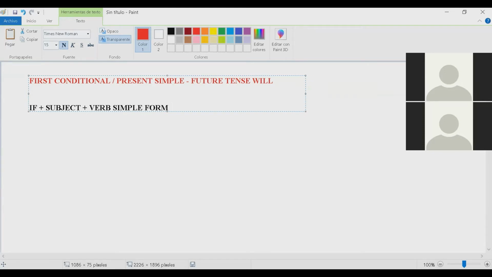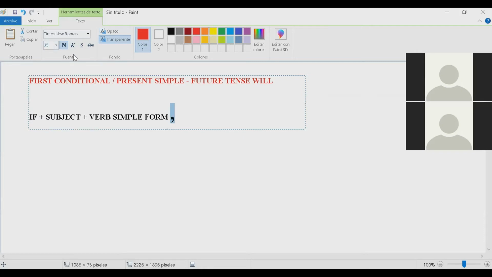Okay, if plus subject plus verb in simple form. For example, if I study more. Okay, after this, guys, we normally need a comma. Let me do the comma very, very big, for you to not forget it. Let me do it like that. Okay, like this maybe.